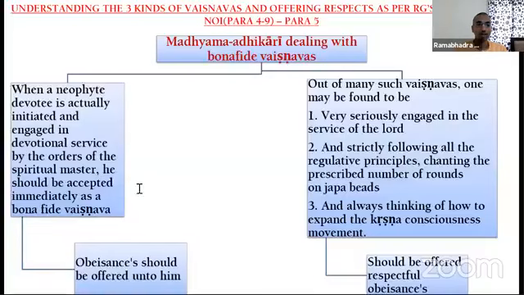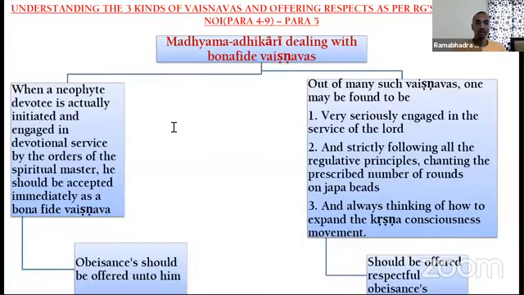But deity worship will help us to regulate our mind and senses, and it is very important that we do it. Okay, so we'll continue the discussion. Now this is paragraph 5 we have discussed. Now let us go to paragraph 6.